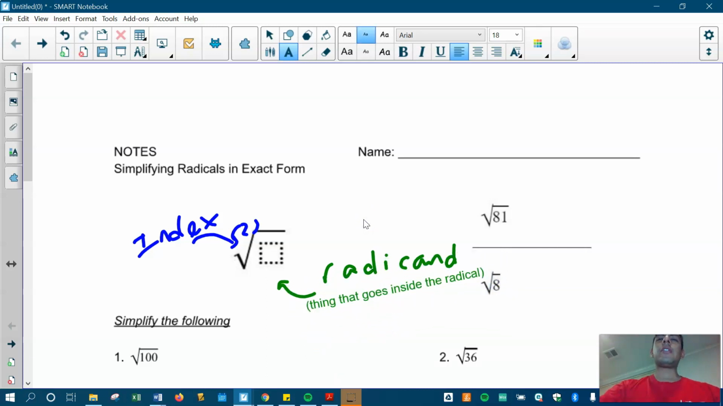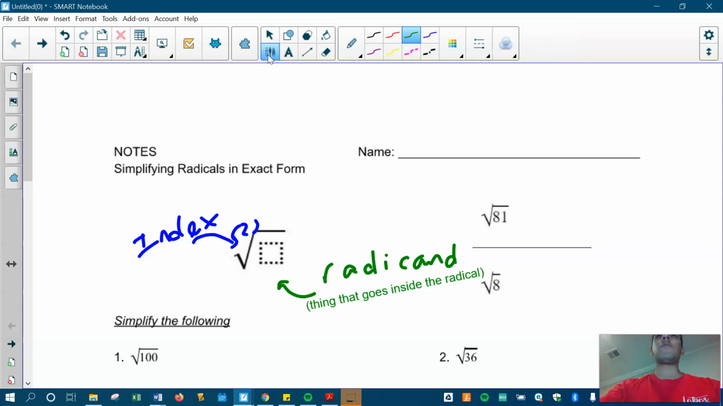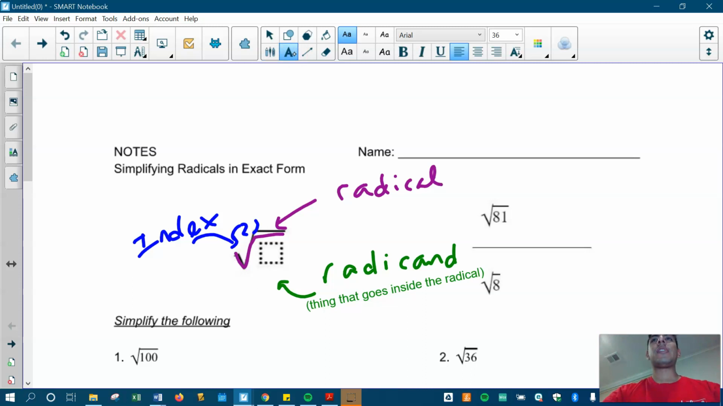And then finally, we got this nice little squiggly thing here. This part is called the radical. It's just a name for the actual symbol, the mathematical operation.